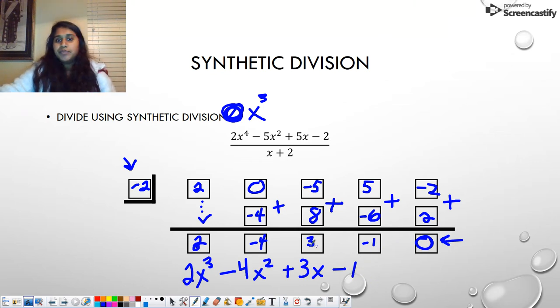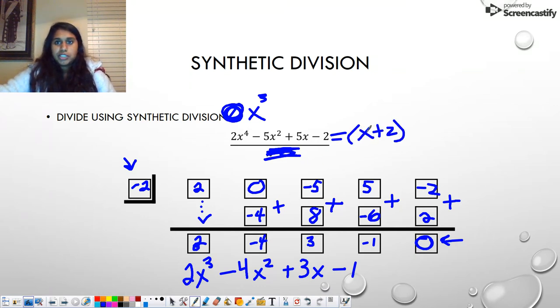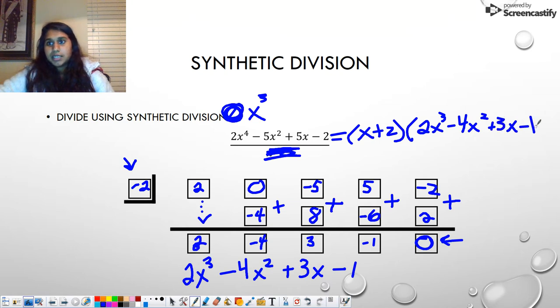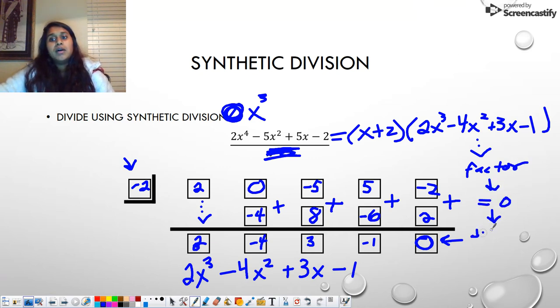Okay. So there is my end answer. So I know that 2x to the 4th is equal to, remember we bring that divisor in first, x plus 2. What I just scratched out comes here, times all of this down here: 2x cubed minus 4x squared plus 3x minus 1. And then what do we do? We factor. And then we set it equal to 0. And then we solve. And that's our true end solve.